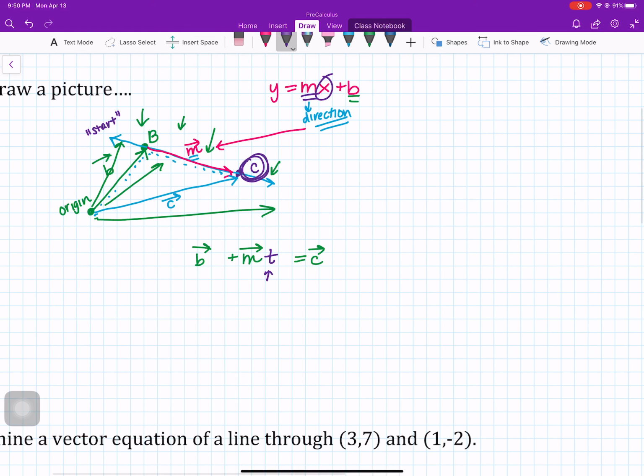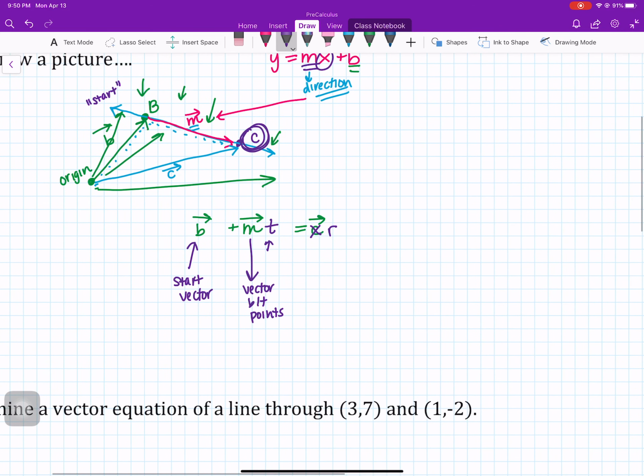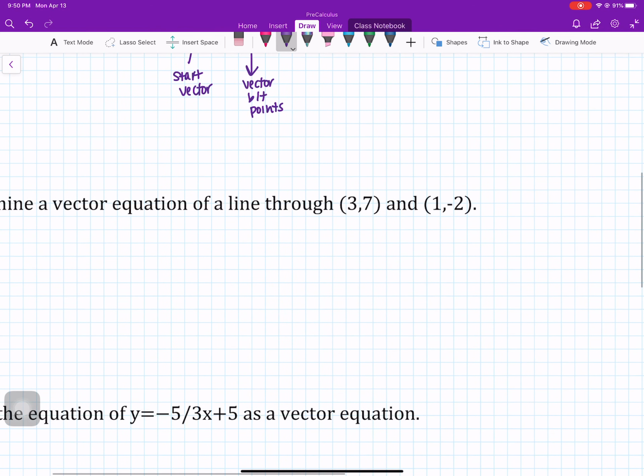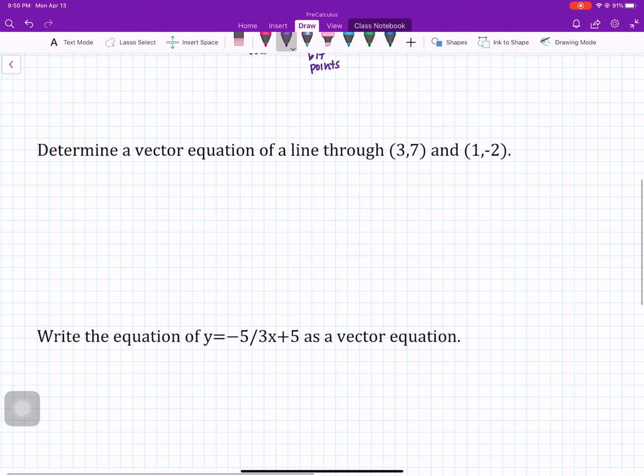So this is actually how you do this. You find your starting point or your starting vector. You find your slope, or you find your vector between your two points. And then that's giving you your resulting vector. I called it C here. Sometimes we just call it R for result. You'll see that kind of used interchangeably, but the letter doesn't matter. So let's do a couple examples.